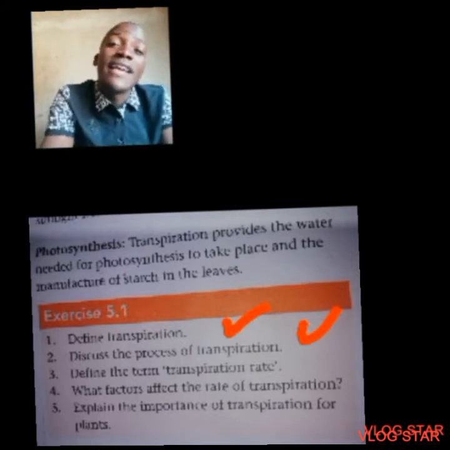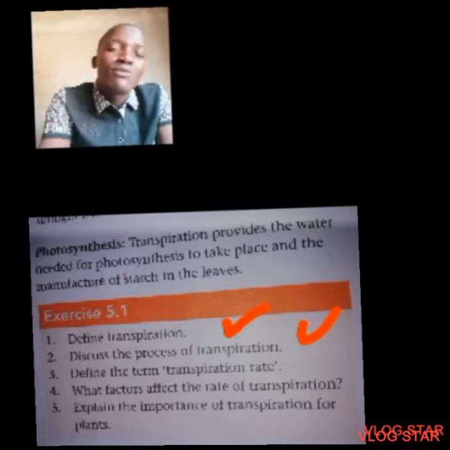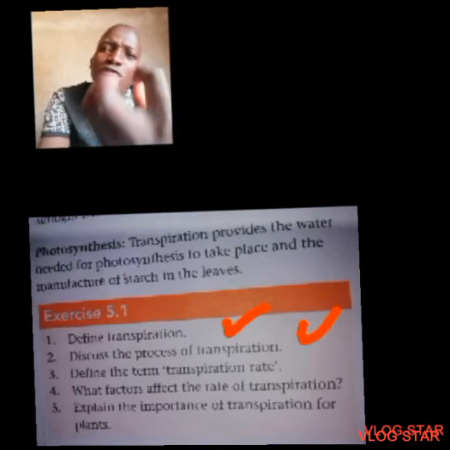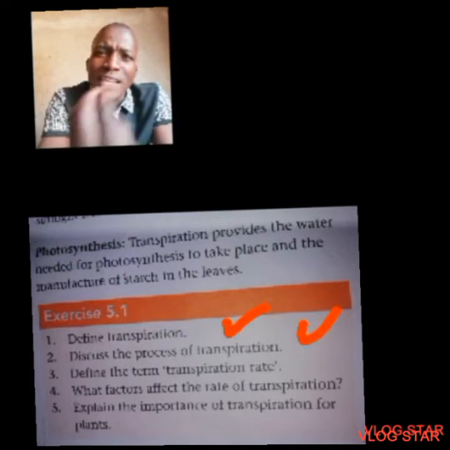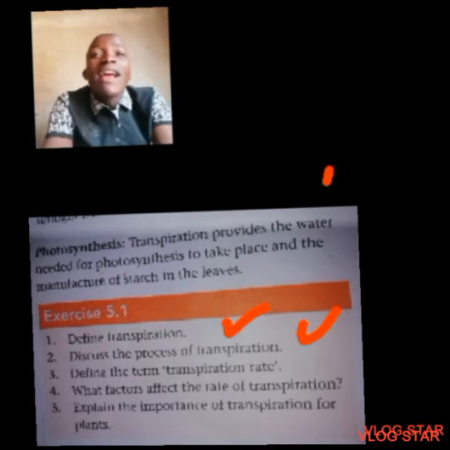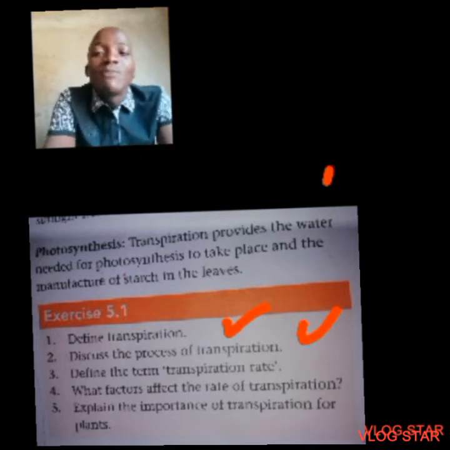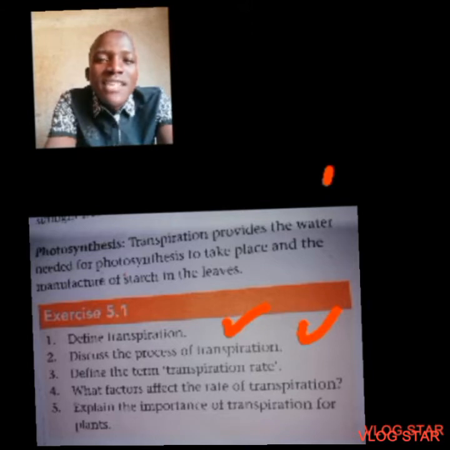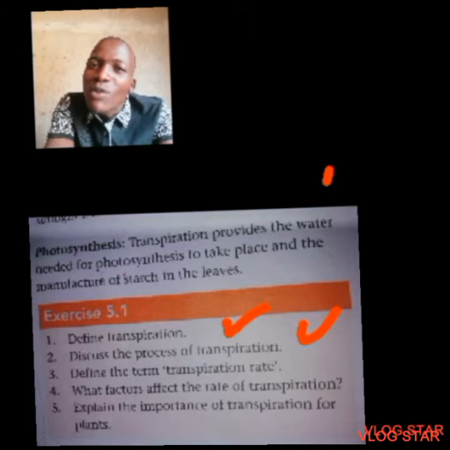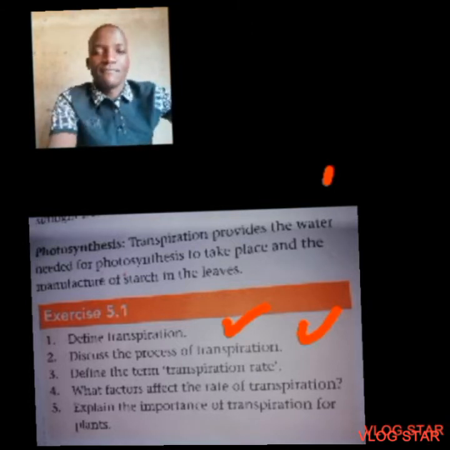We also have what we call humidity. What is humidity? With humidity, we are referring to the amount of water vapor in the atmosphere. Where there is a high humidity, which means there is more water vapor in the atmosphere, the rate of transpiration is reduced. But where there is low humidity, the rate of transpiration is increased. Right?